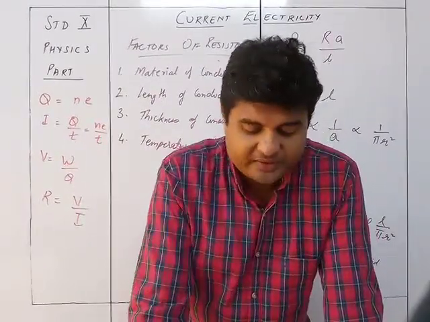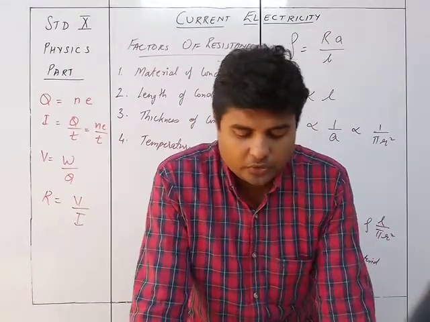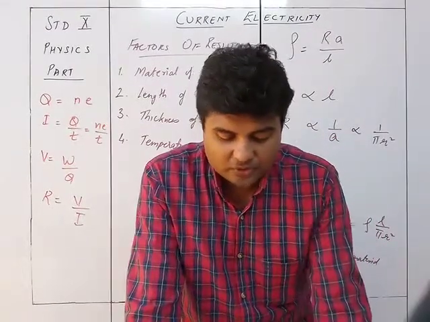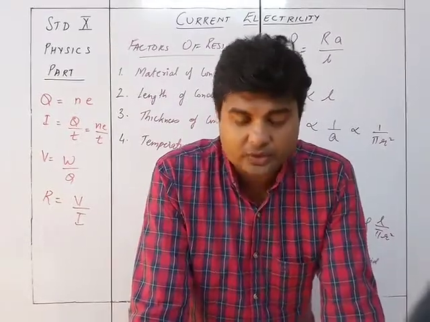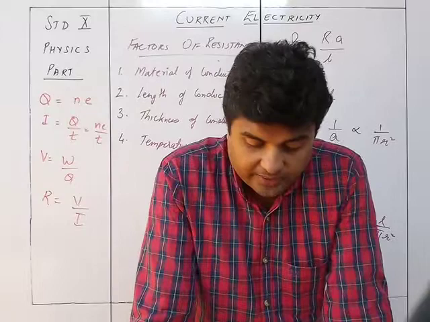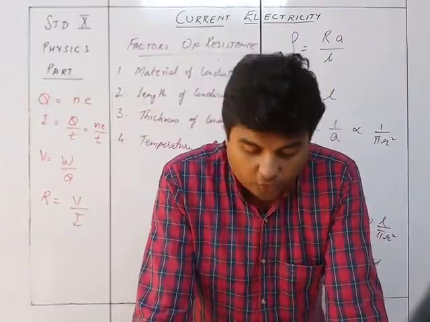In other words, the specific resistance of the material is the resistance between the opposite faces of the unit cube of that material. So that's okay. If we take the cube of the material, it will be the opposite faces of the unit cube.